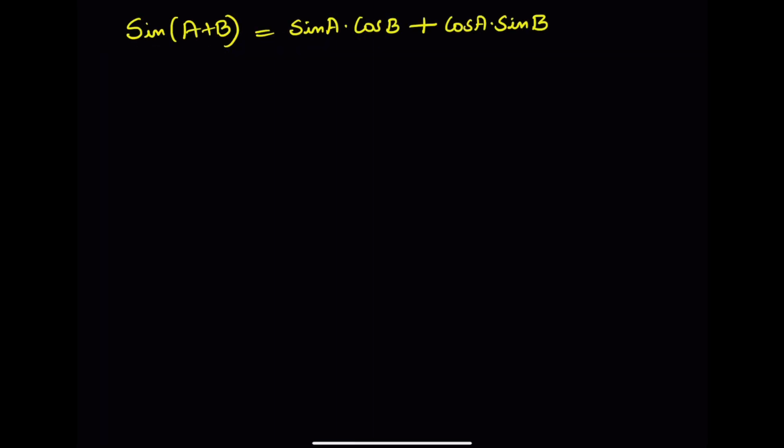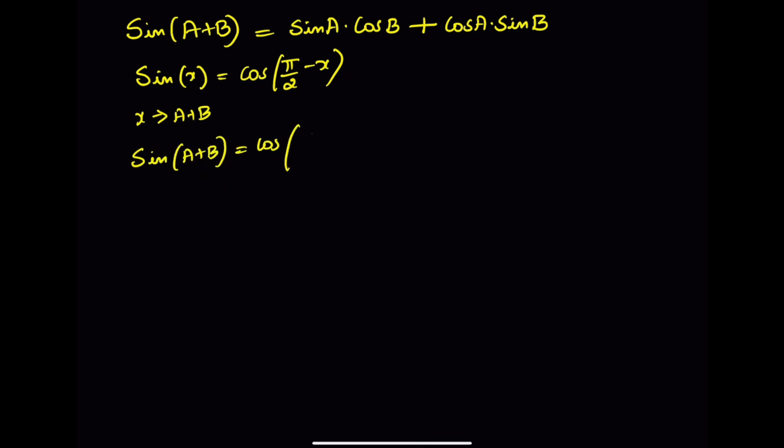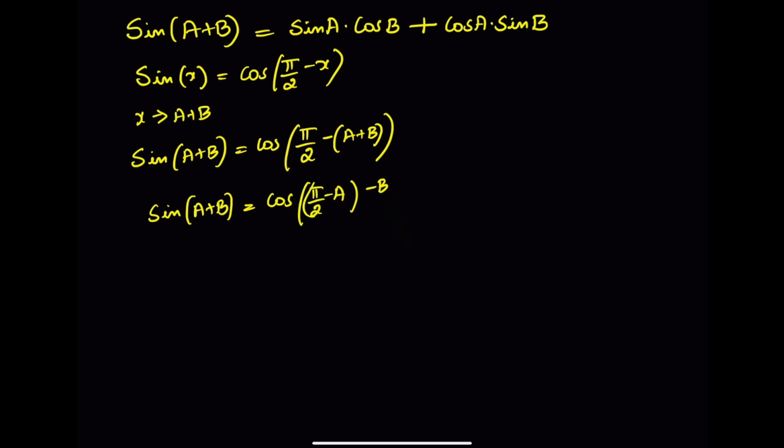Now the last one which we want to try to prove is sine of A plus B is equal to sine A cos B plus cos A sin B. So we know that sine x is cos of pi by 2 minus x, but here x is A plus B. So let's change this to sine of A plus B is equal to cos of pi by 2 minus A plus B. So this will be sine of A plus B is equal to cos of pi by 2 minus A minus B.